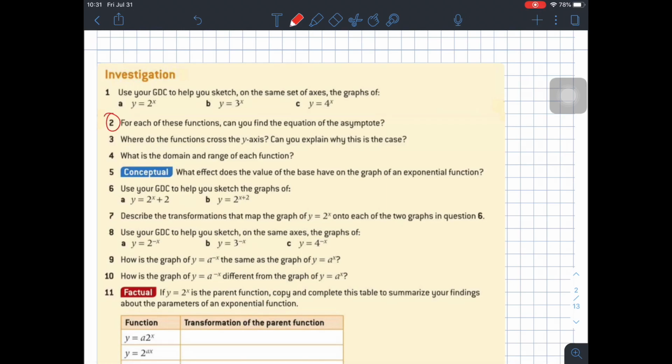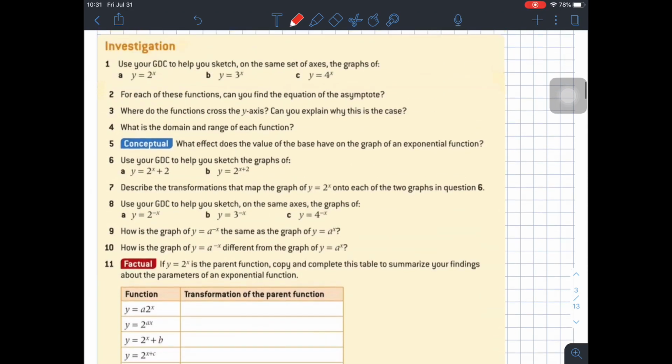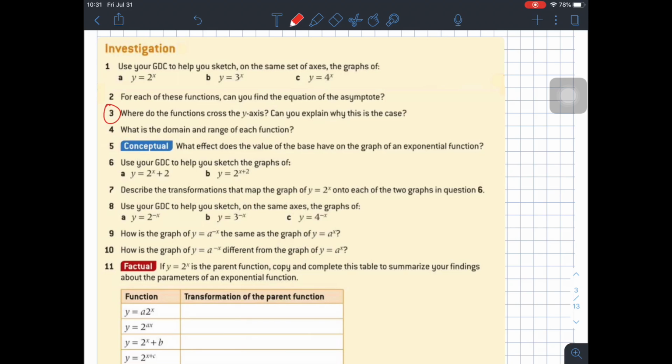Number 2, for each of these functions, can you find the equation of the asymptote? If we look at the graph, you see that all of them have the same horizontal asymptote, which is y equals 0. Okay. Number 3, where do the functions cross the y-axis? Can you explain why this is the case?